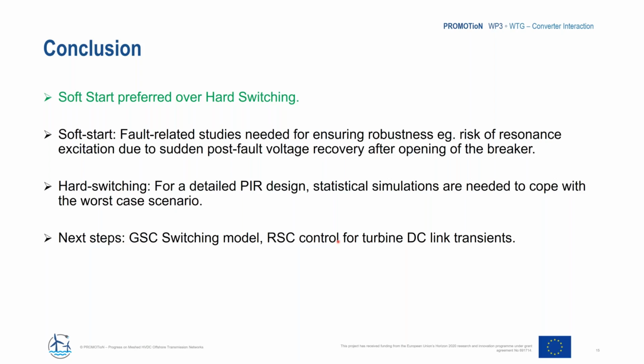because, for example, resonance could be excited due to the sudden post-fault voltage recovery after the breaker opens. And for the hard switching case, to have a more detailed design of the PIR, more statistical simulations like Monte Carlo simulations are needed to ensure that we can deal with the worst case scenario. Finally, the next steps for us are to increase the details of the model of the wind turbines, which mainly deals with the switching model of the grid side converter, and the rotor side converter control, to study the wind turbine DC link transients.